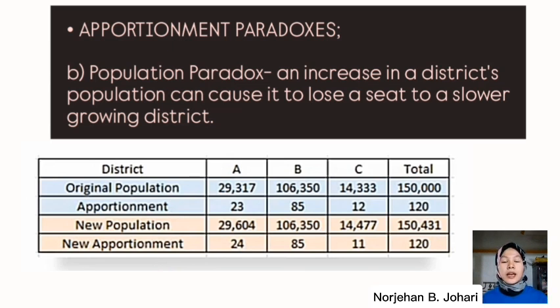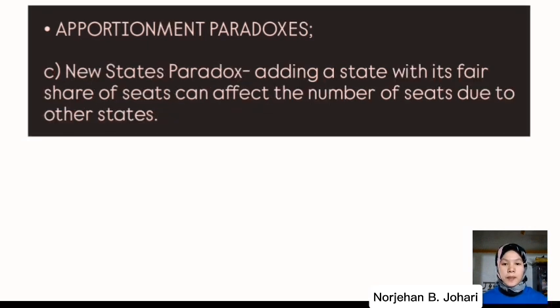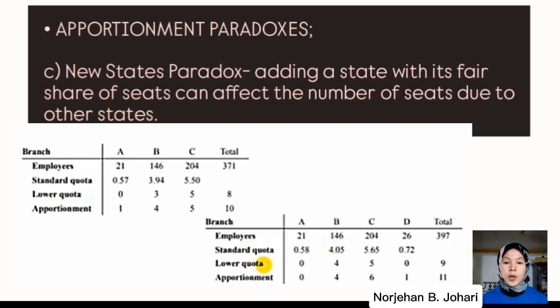Now, lastly, the new state paradox. This is adding a state with its fair share of seats that can affect the number of seats due to other states. For example, nung 3 lang yung branches natin is 10 yung total apportion. Total apportionment natin, di ba? Sa A, we got 1, B, we got 4, and C, we got 5.